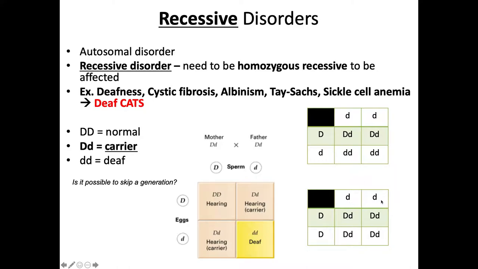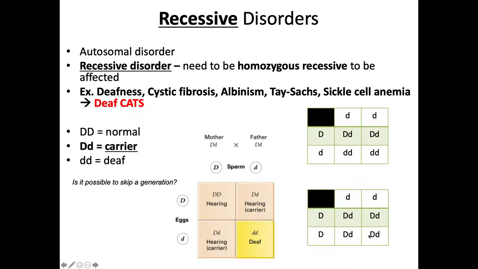So for a deaf parent to have a child that's able to hear, they would need to mate with a person that is homozygous dominant. So here, this person is homozygous dominant, where they are not a carrier, where they are completely normal, and then they mate with a person that is deaf. All their children, 100% of the time, will be carriers. They will be able to hear. But eventually, they will be able to mate, and then they will pass down either this allele or this allele. So they're still carriers of that defective allele.